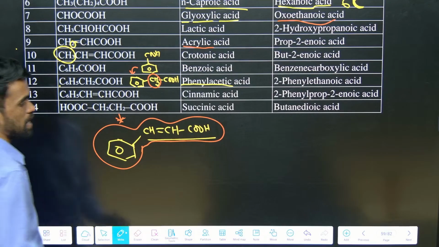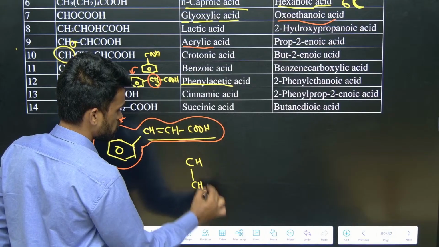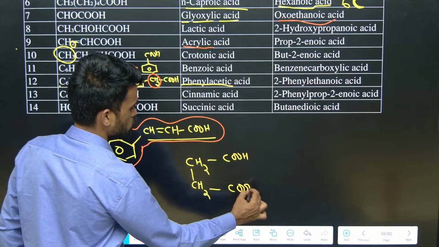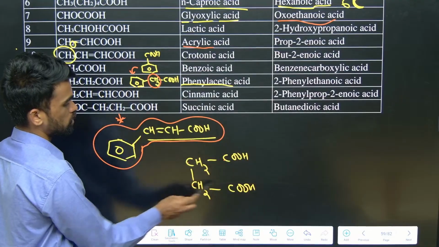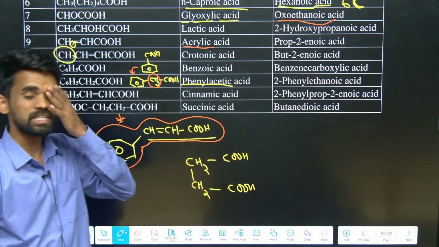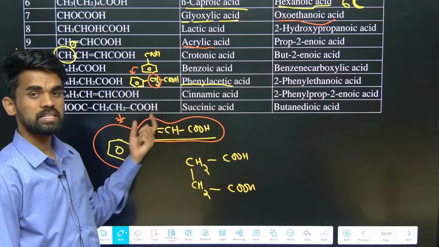Next, succinic acid means, remember it in this way: CH2, CH2, here COOH and here also COOH. So how many carbons do we have? 1, 2, 3, 4. So 4 carbon succinic acid, it will be like this. Okay, once again, succinic acid means like this. Next, cinnamic acid means, remember styrene.